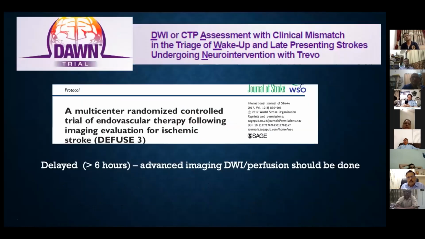There are some situations in which you have to do advanced imaging like MR or CT perfusion. That means when you're doing delayed intervention, these two trials, the DAWN trial and the DEFUSE 3 trial, showed that we can do intervention up to 24 hours from stroke onset. But beyond 6 hours, you want some kind of imaging such as DWI or perfusion imaging to be sure about the core, and that the patient is going to benefit by neurointervention.